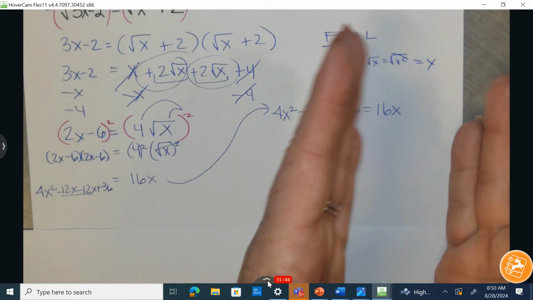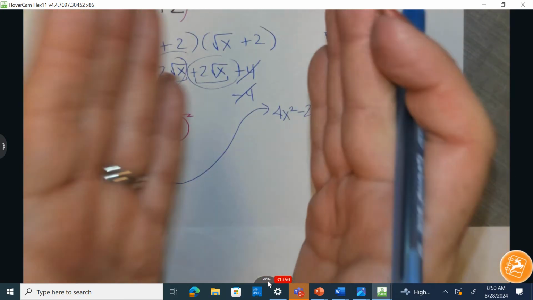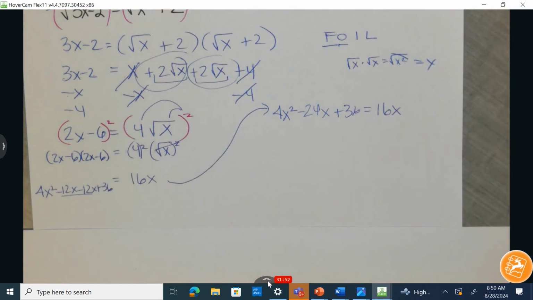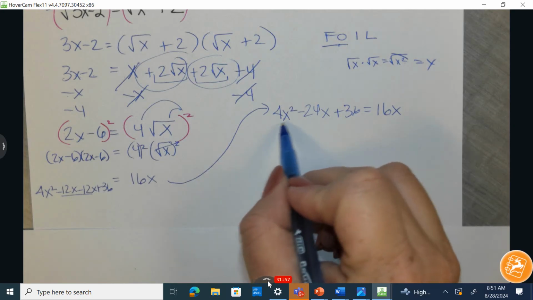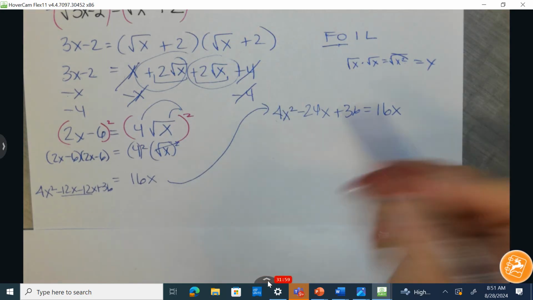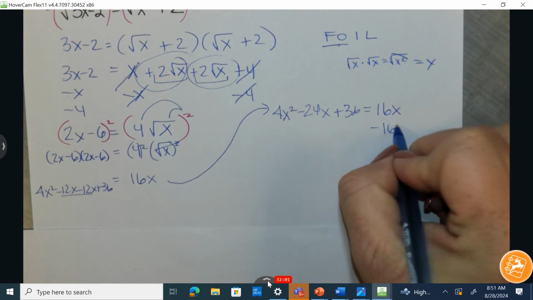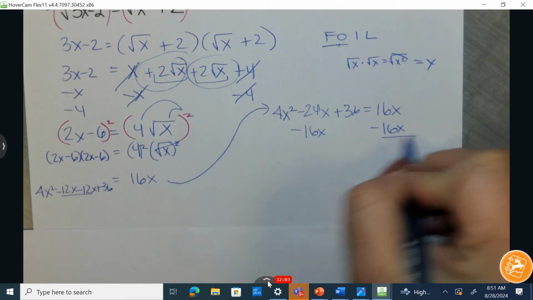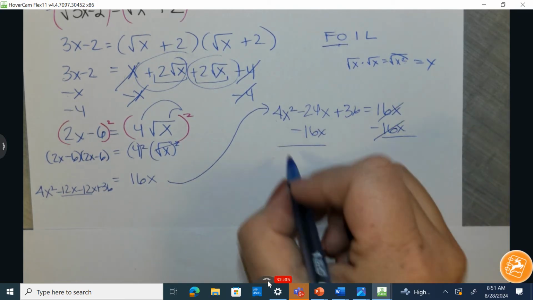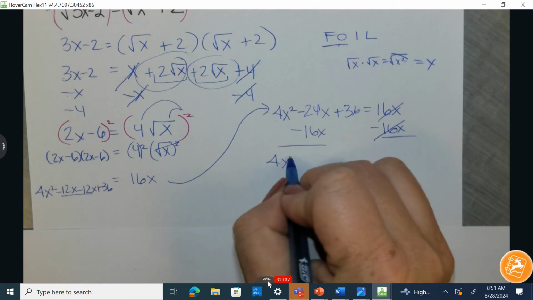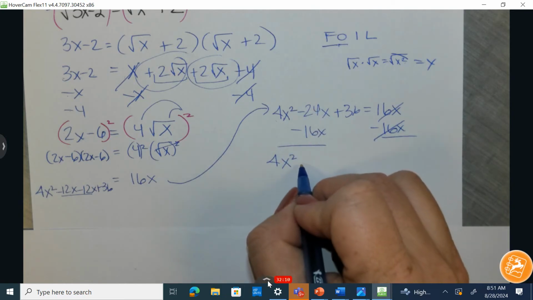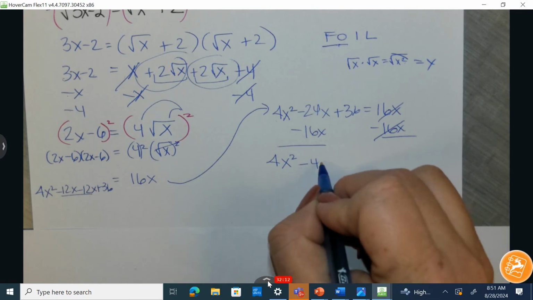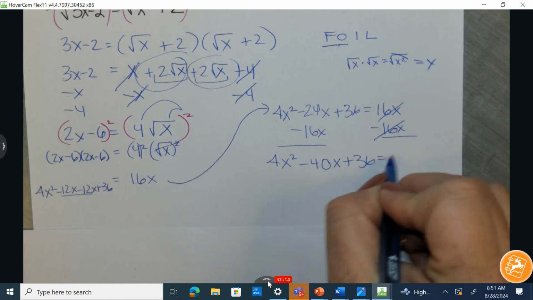Now, do you think I want to move the 16 to the left, or do I want to move the items on the left to the right? Well, there's two things. Always look at the leading coefficient. If it's positive, we really want to move things that way. So let's move the 16 over to the left-hand side. I have nothing left on the right-hand side now, and when I combine like terms, I have 4x squared minus 40x plus 36 equals 0.